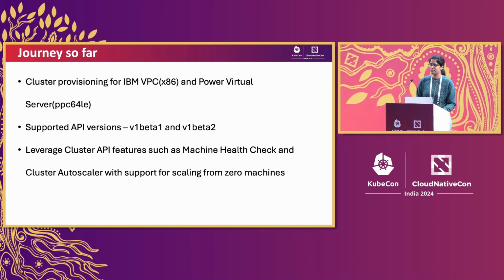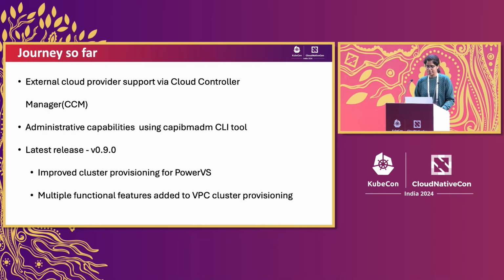For example, we have a feature like machine health check, which helps scale the node based on certain health conditions on the machines. And also, we have used the autoscaler tool feature by CAPI to handle utilization based on the workload on the clusters. We also have external cloud provider support using Cloud Controller Manager, CCM. We have a CLI tool, CAPIBM ADM, which can be utilized to help create any resources that are needed for cluster creation or for any operations the user needs.